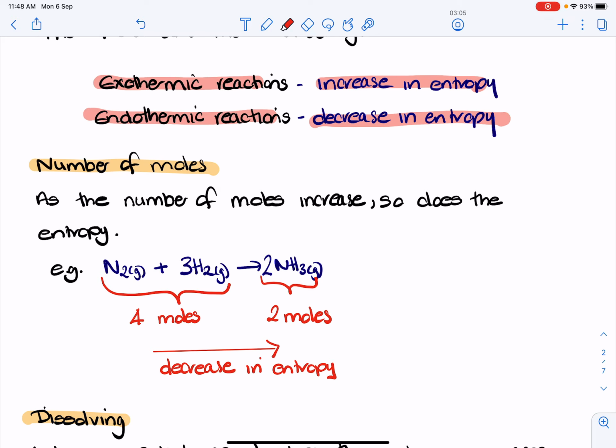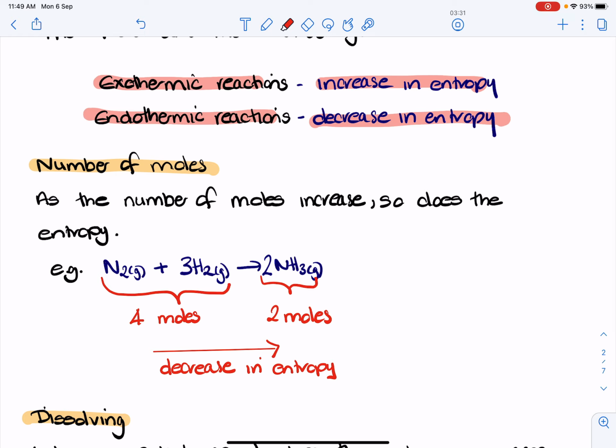So if we have a look at this reaction here, the Haber process, nitrogen plus hydrogen to give you ammonia. On the reactant side, you've got 4 moles of particles, whereas on the product side, you've got 2 moles. There's going to be more disorder in 4 moles than 2 moles, so as the reaction goes from the nitrogen and hydrogen to the ammonia, you can say that there's a decrease in entropy there.